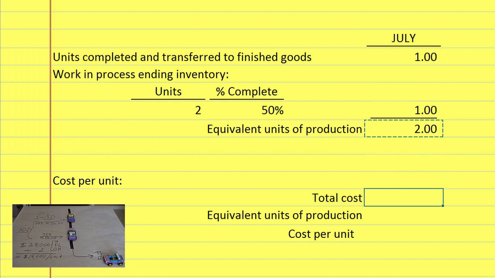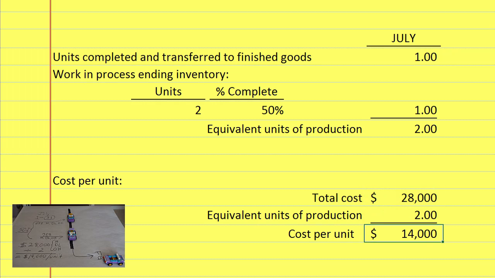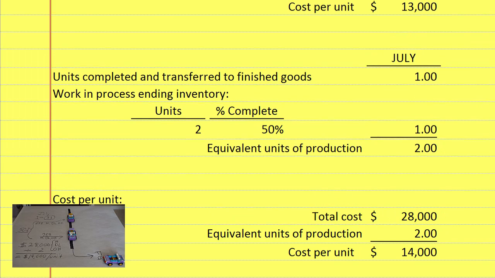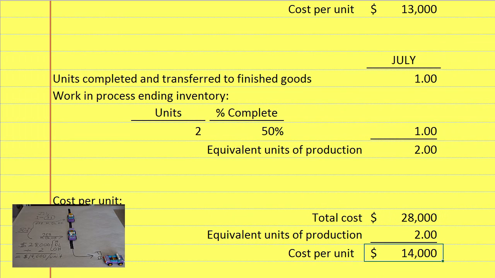Now let's drop in my total cost, which I think was $28,000, and my equivalent full units of production. Go up there and pick that up. And now let's divide to get our 14,000 cost per unit. Now let's compare that to our previous information. For the month of May, production cost was $13,000 per unit, and for July it's $14,000, a substantial increase.